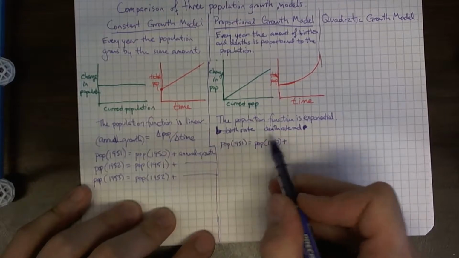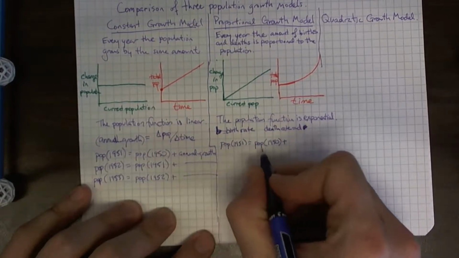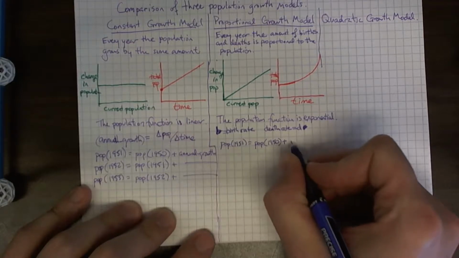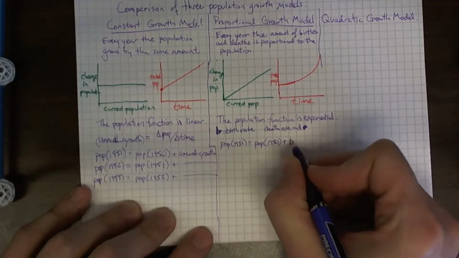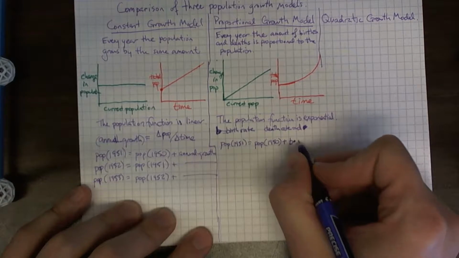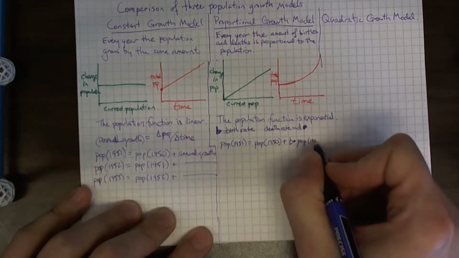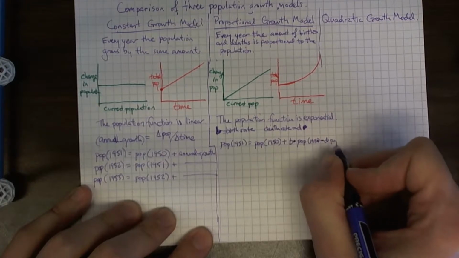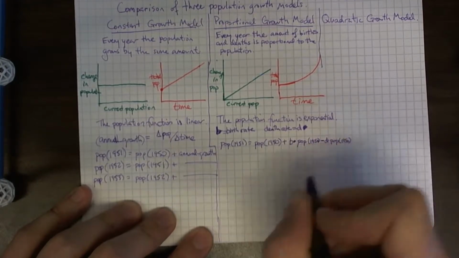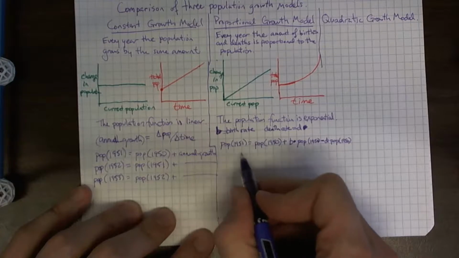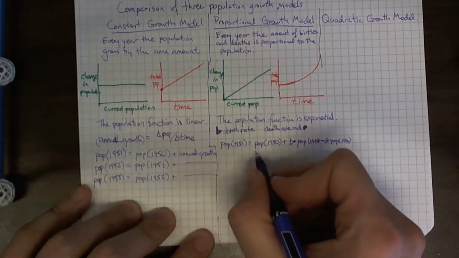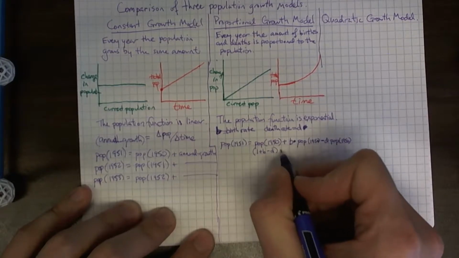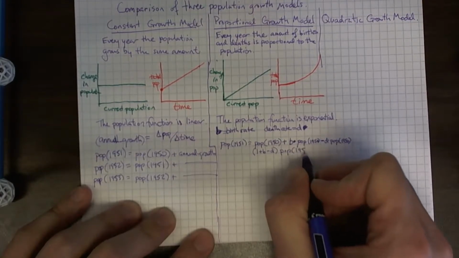So the birth rate is B, the death rate is D, and so if we start out with a current population of population 1950, and then we add in the number of births, which is B times the current population, and subtract off the deaths, D times population 1950, well, we get that the population of 1951 is equal to 1 plus B minus D times the population at 1950.